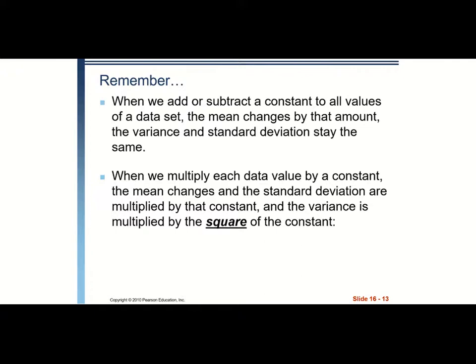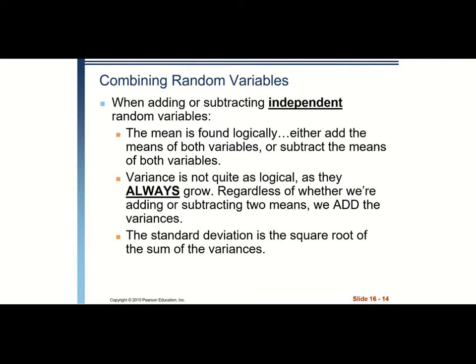Now, when we talk about variance, since variance is the square of the standard deviation, when we multiply by a constant, the standard deviation increases by that constant, and the variance increases by the square of that constant. So let's apply this to random variables.